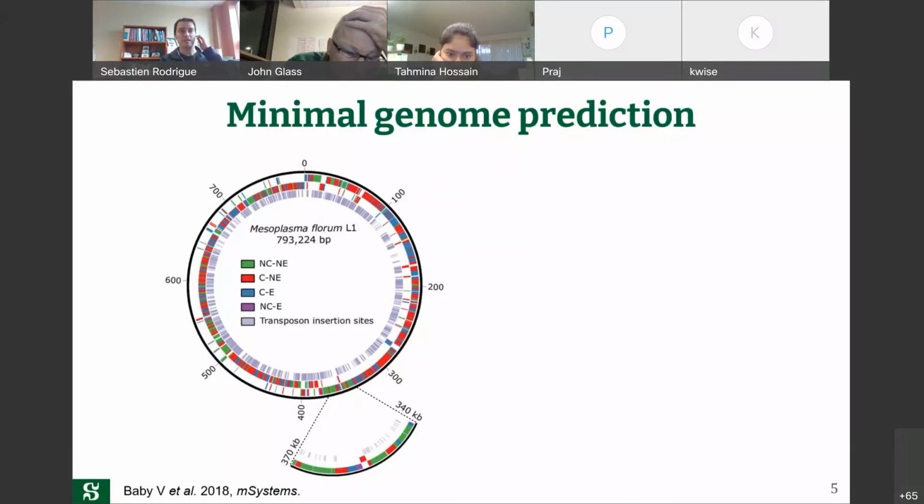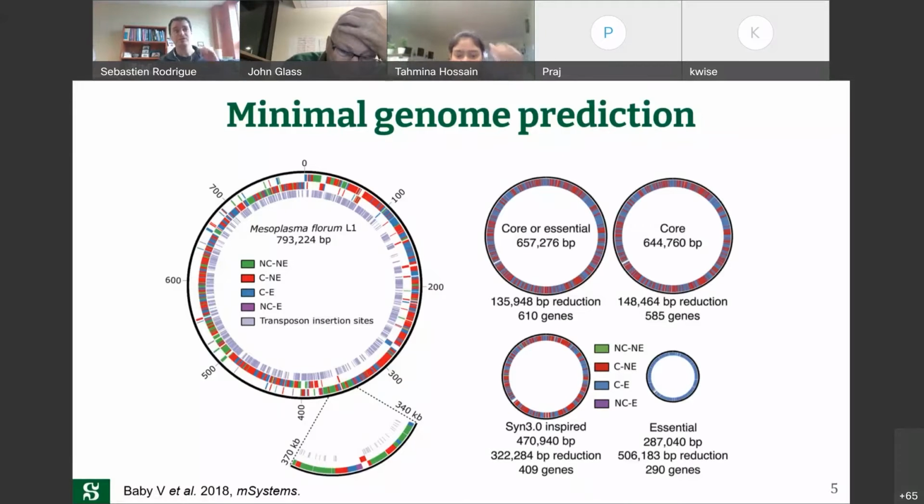And using transposon mutagenesis, with a library that Tom Knight made at MIT, we classified the genes based on their essentiality in the lab using the transposon, and also on the conservation of the gene in the core genome between all the Mesoplasma florums. So that allowed us to do different scenarios of what could be a minimal genome or a reduced genome. These are gross approximations, and they're probably not that relevant. And the estimation varied between 657 kb to 290 kb, depending on the criteria that we used.